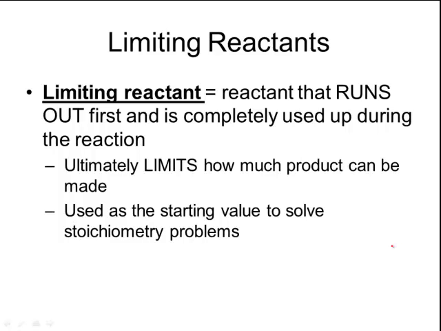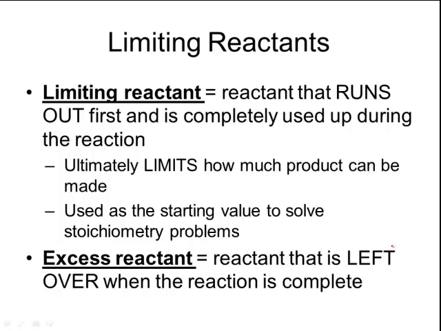And when I solve stoichiometry problems, the value of the limiting reactant will always be the starting value that I use to solve any stoichiometry problem. The other reactants are called the excess reactants. These are the reactants that are left over after the reaction is complete. So when I was building my bicycle, I used up all of the handlebars and I had some frames and some wheels left over. So the frames and the wheels could be considered excess reactants.